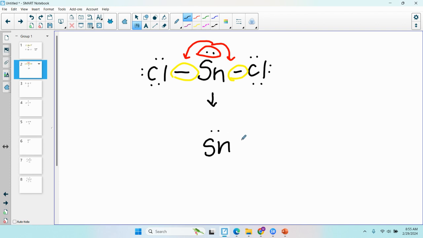So here's my SnCl2, and this Cl and this Cl get shoved to the bottom. I mentioned in the notes initially, lone pairs reduce the bond angle. Well, this is the reduced bond angle, and it's because this lone pair shoves down those bonding pairs.